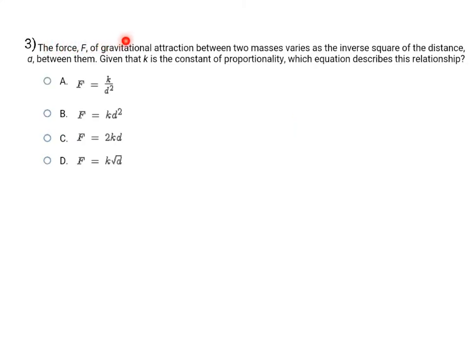This question reads, the force F of a gravitational attraction between two masses varies as the inverse square of the distance d between them. Given that k is the constant of proportionality, which equation describes this relationship? So when you have x and y and they vary inversely, the definition of that is y equals k over x. Well, here it's the inverse square, so that means this x is going to be squared. But we're not talking about y and x in this problem. We're dealing with F and d.